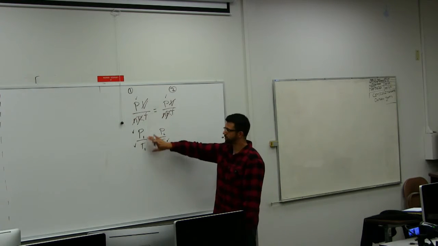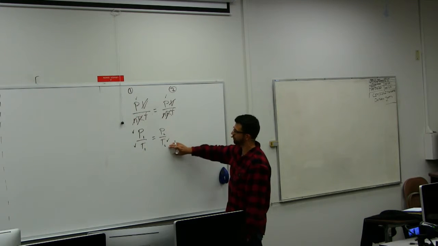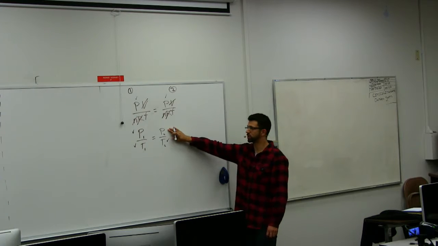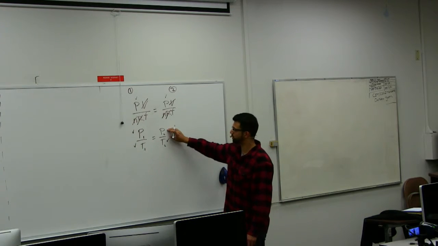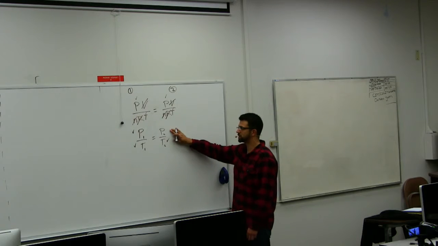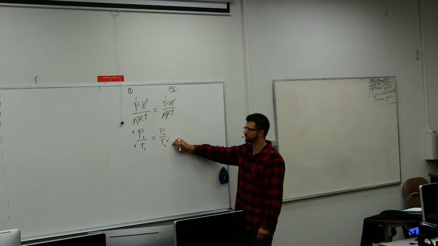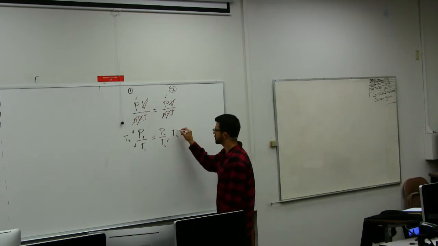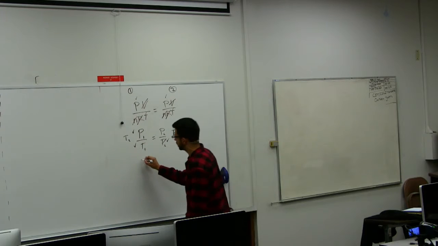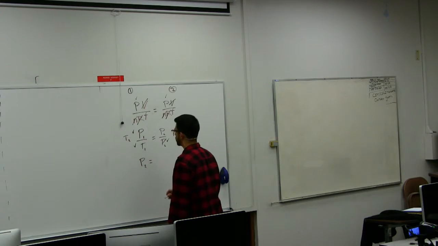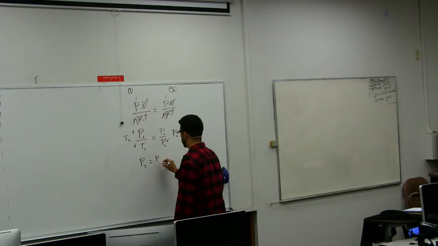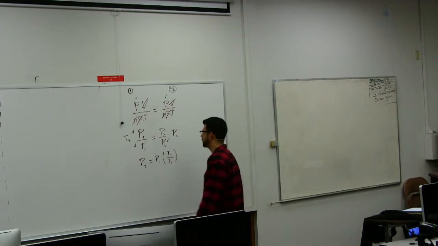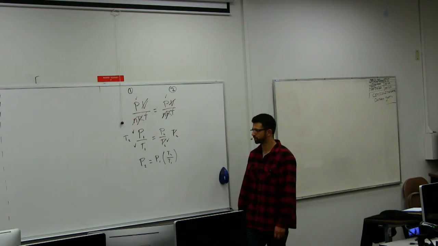Okay, I have my initial pressure over my initial temperature, my final pressure over my final temperature. So since pressure 2 is the variable that I want to solve for, I'm going to manipulate this to where I get P2 by itself. So to get P2 by itself, I have to multiply both sides by T2. That cancels out my T2s. So now I'm left with my final pressure is equal to my initial pressure times my final temperature over my initial temperature.